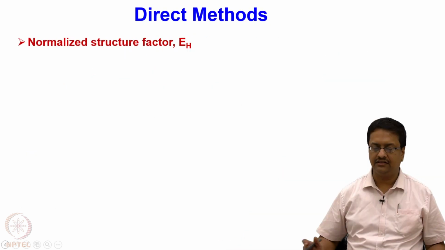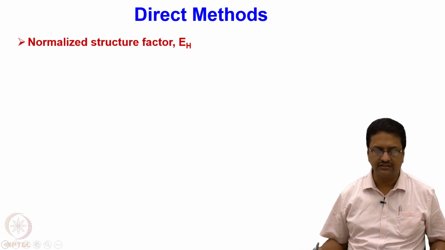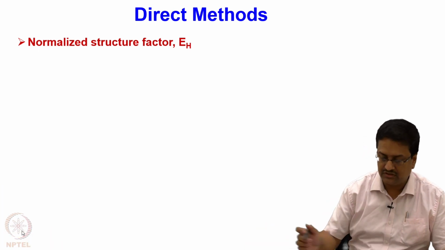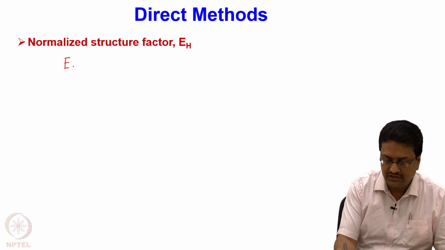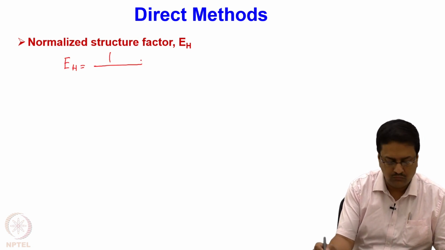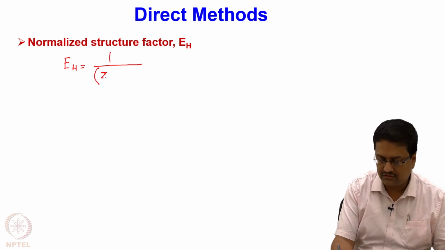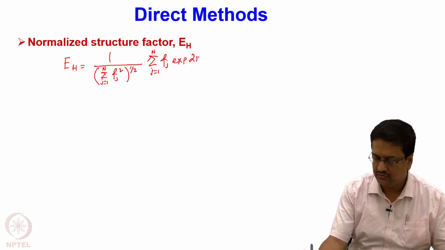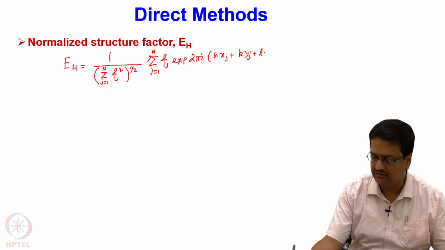During that discussion, we discussed the expression for the normalized structure factor, which you should remember we wrote as E_H equal to 1 by the root of the sum over j equal to 1 to n of f_j squared, times the sum over j equal to 1 to n of f_j exponential 2 pi i (h x_j + k y_j + l z_j).